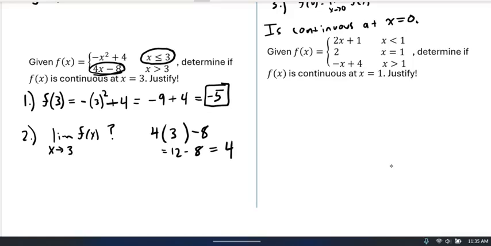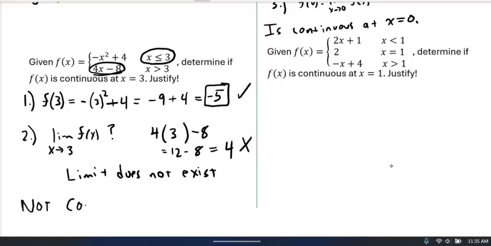Something's going on, right? So the limit does not exist, and that's because from the left we get a value of -5. That is when we plug into the top function. But on the right, when we plug in 3, we get a value of 4. So not continuous. And that's because although this passed, this failed. Not continuous at x equals 3, since the limit does not exist.